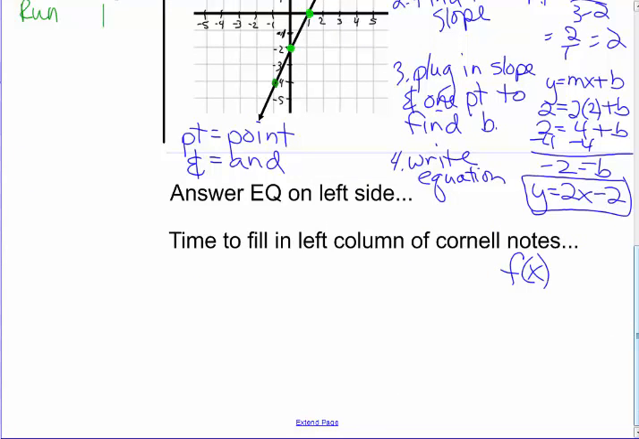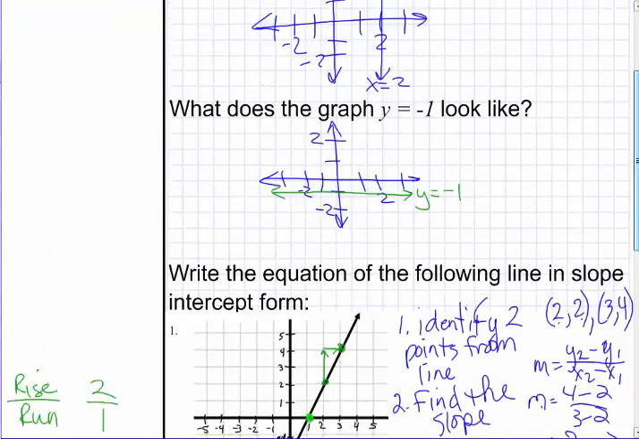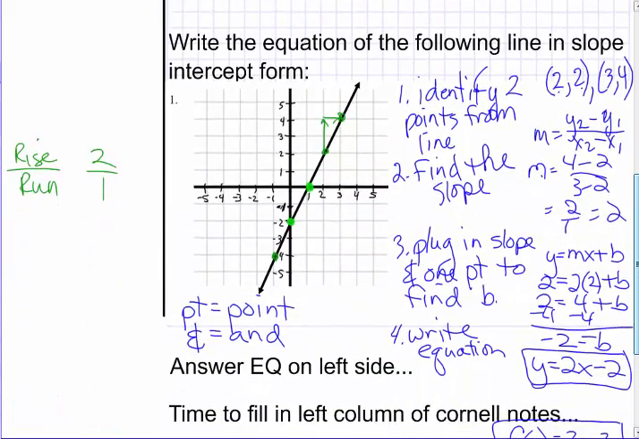Write things in function notation. So all I got to do, make sure it's in slope-intercept form first. That is the only format that you can rewrite into function notation. And all you do is change the y to f of x. But it must be in slope-intercept form. So that completes the graphing lesson.